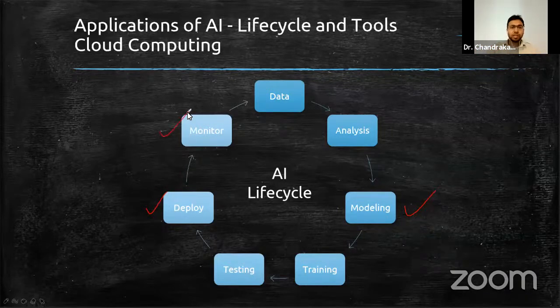And then we keep monitoring that model, the deployed model, for any errors, and then the life cycle continues. If there is error, then we take more data, or analyze again, model again, and train, test. The cycle continues. This is how it generally looks.